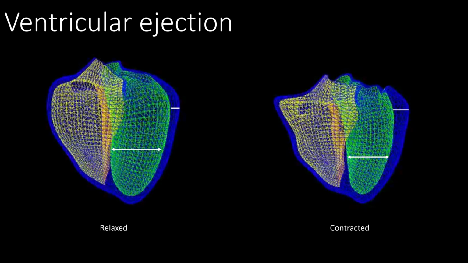Here we can see the difference between ventricular wall thickness before and after ventricular ejection has occurred. While relaxed, the lumen is filled with blood and the ventricular wall is stretched and thinner. During contraction, the ventricular wall thickens, resulting in ejection and a smaller lumen.